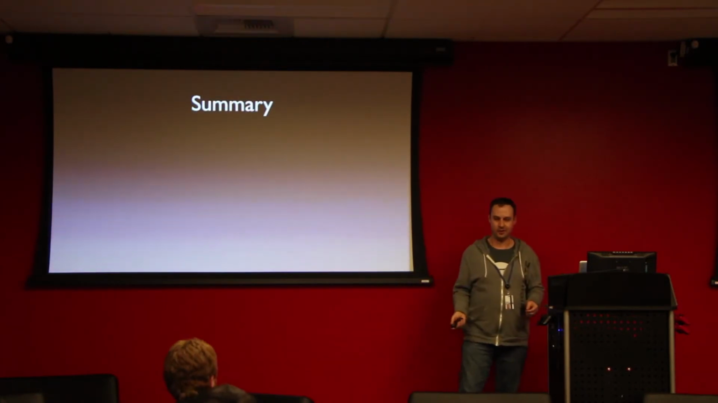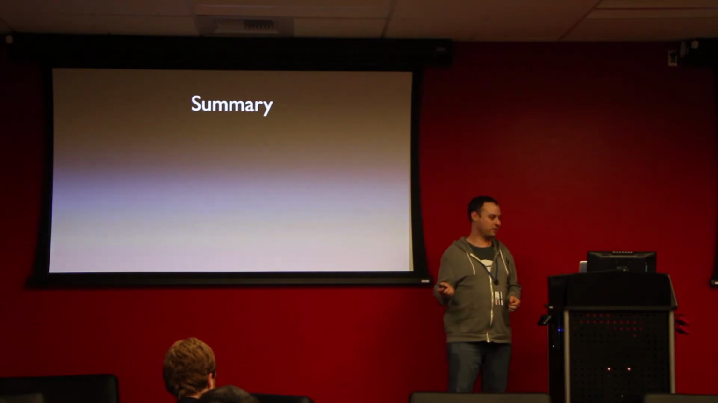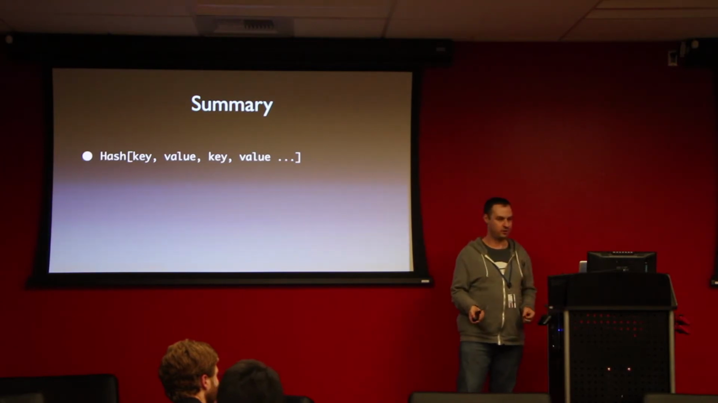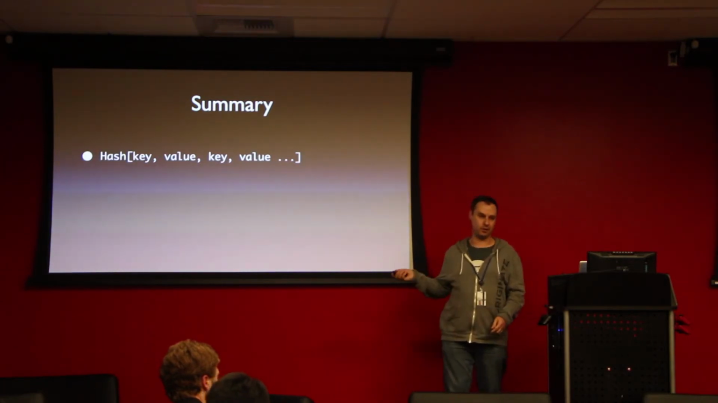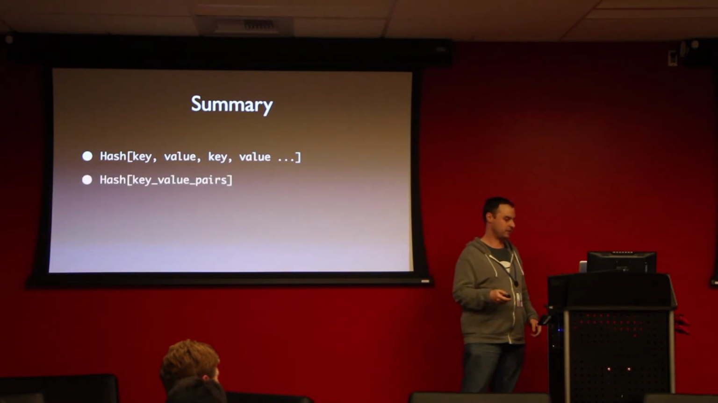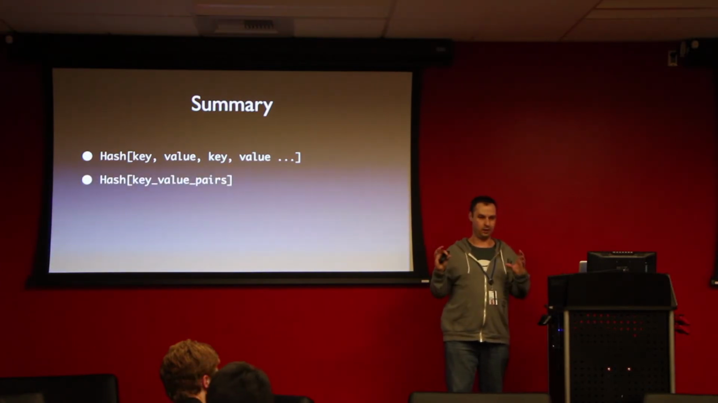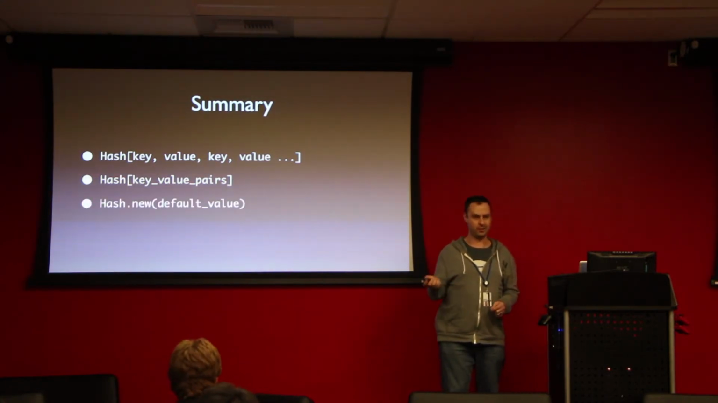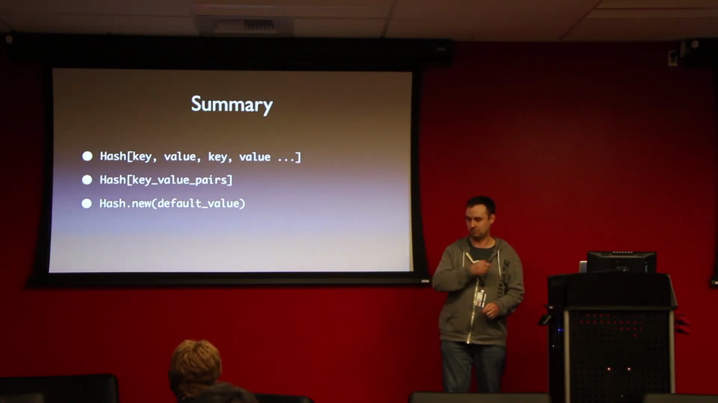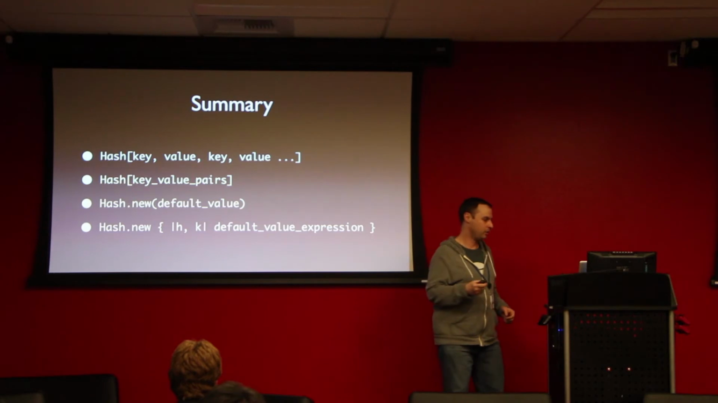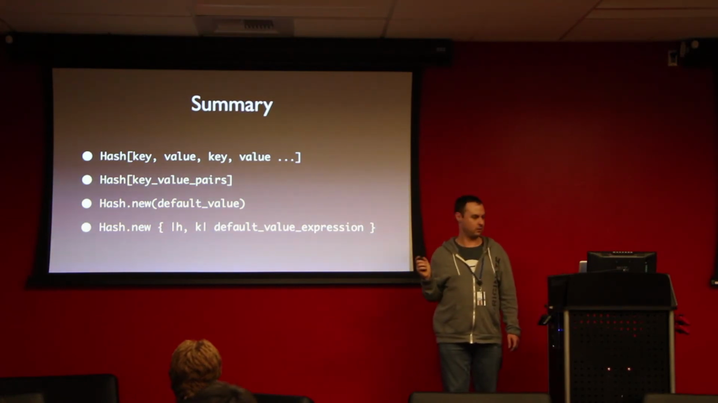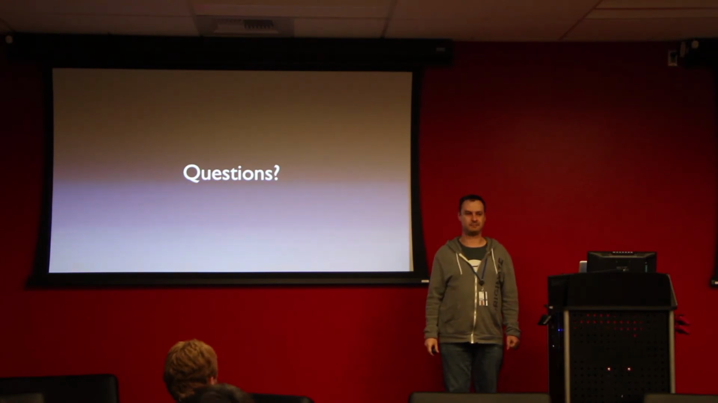Okay, so in summary, there are a lot of other ways of creating hashes other than hash literal syntax. You've got the subscript operator on the Hash class itself, where you just give it a bunch of keys and values. You can also use that subscript operator with an array of key value pairs. And then there's hash.new, giving it a default value, and then there's hash.new with a block that takes the hash and the key and an expression that you can use to stick the default value in the hash. And I have a couple of minutes for any questions.